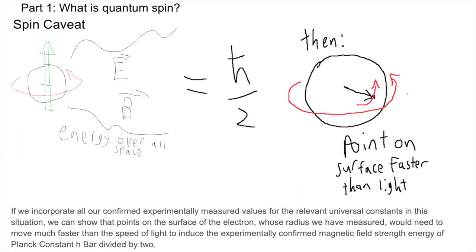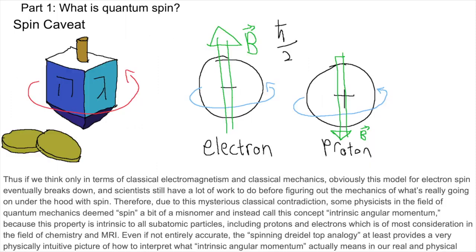If we incorporate all our confirmed experimentally measured values for the relevant universal constants in this situation, we can show that points on the surface of the electron, whose radius we have measured, would need to move much faster than the speed of light to induce the experimentally confirmed magnetic field strength energy of Planck constant h bar divided by 2. Thus, if we think only in terms of classical electromagnetism and classical mechanics, obviously this model for electron spin eventually breaks down, and scientists still have a lot of work to do before figuring out the mechanics of what's really going on under the hood with spin.